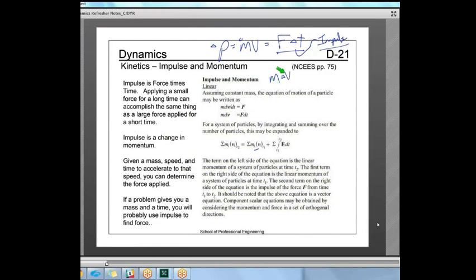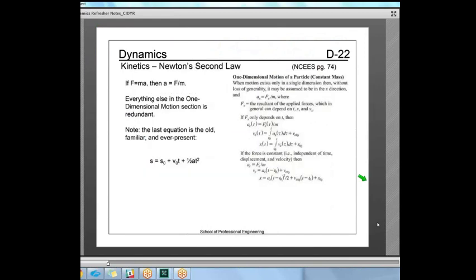And I can rearrange this and say m delta v over delta t equals F, or ma equals F. So there's really nothing new going on here but F equals ma. So this stuff's not really that useful. If you know F equals ma, you're probably in pretty good shape.